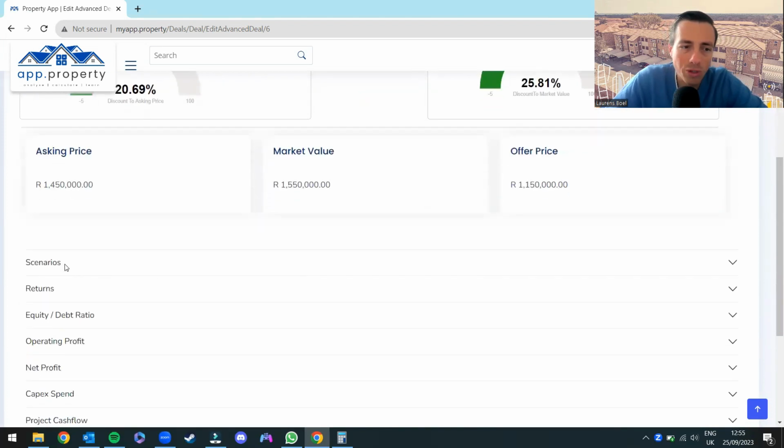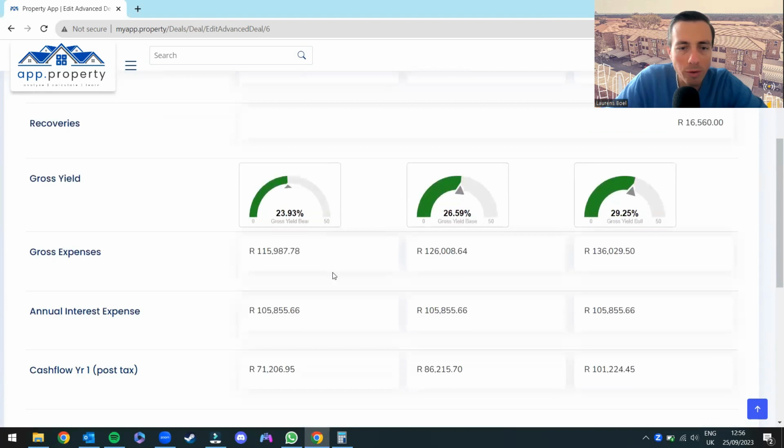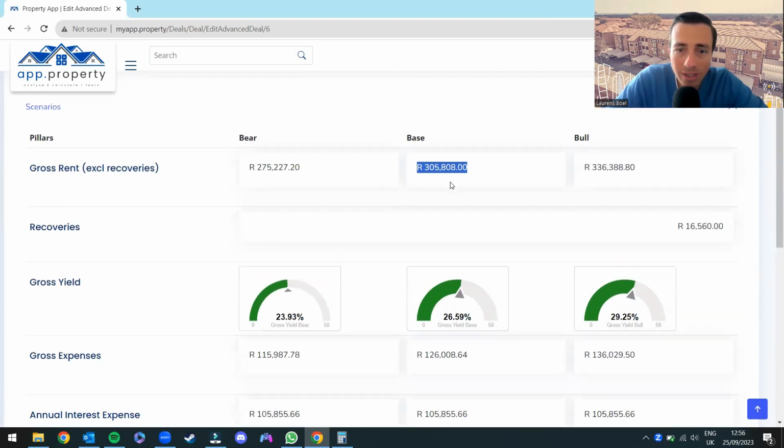Then the next tab is called scenarios. This is where we look at the bear, base, and bull case. Bear being pessimistic, base being neutral, and bull being optimistic. So first you can see gross rent excluding recoveries. So your base case will be your neutral stance, and then the bear and bull would be based on those sensitivity levels. It's either 10% higher or 10% lower. Then you have your recoveries. Then we have gross yield based on this income generated. So for our base case, it's the 305,000 divided by our purchase price, which gives you this yield. And then you've got your gross yield for your bear and your bull.